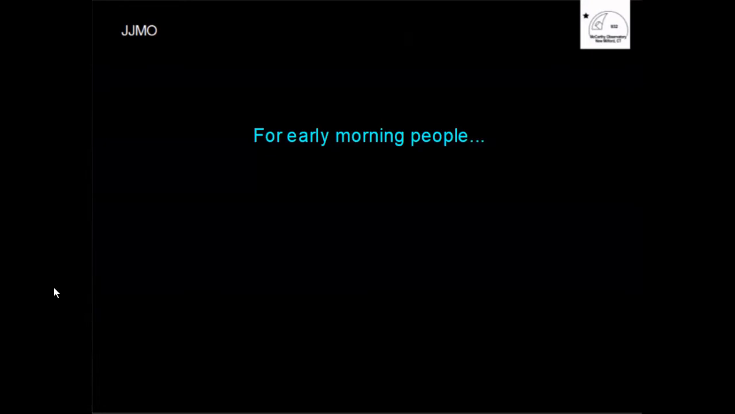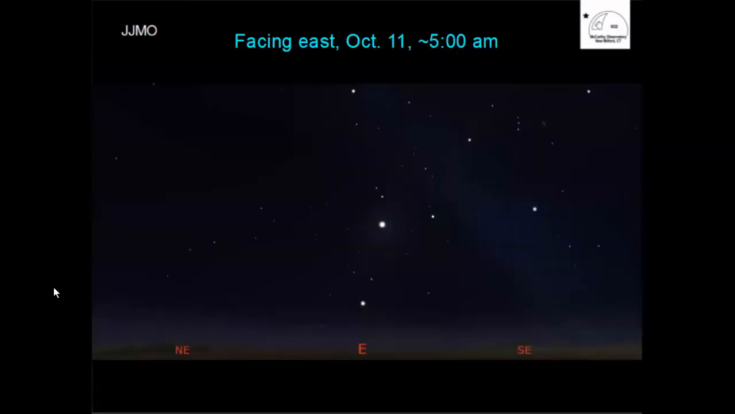If you're a morning person and you like to get up before dawn, this is what you see looking east at about 5 o'clock in the morning. In this case, you'll have the moon and you'll have Venus. And there's Orion. Orion is rising in the morning.